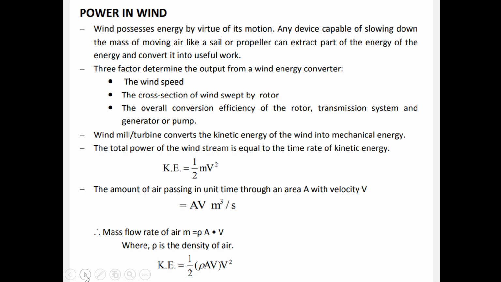A windmill, a turbine, converts kinetic energy of the wind into mechanical energy. The total power of a wind stream is equal to the time rate of kinetic energy. So kinetic energy is equal to 1/2 mv square.